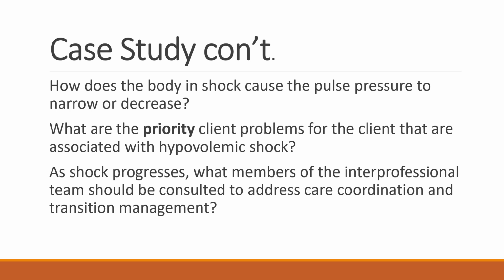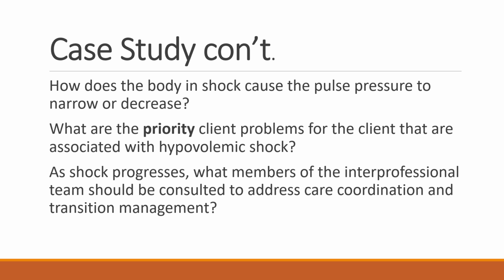So how does the body in shock cause the pulse pressure to narrow or decrease? Well, shock will cause that systolic blood pressure to drop, and that will cause a narrowing or decreasing of the pulse pressure. So the systolic pressure will decrease as shock progresses, and cardiac output will decrease. We have a reduced systolic pressure, narrowing the pulse pressure even further. When shock continues and interventions are not adequate, compensation will fail and both systolic and diastolic pressures will decrease.